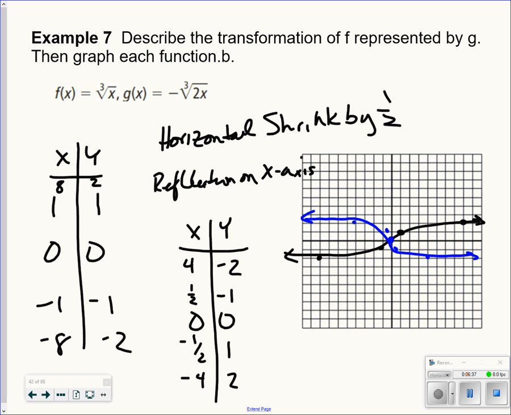Now, horizontal shrink by a half means everything gets closer to the y-axis by half. Okay, so notice, to get 2, this was at 8. And so now it's halfway, it's closer. The x value, everything has gotten closer to the y-axis by a half. So a half would get you 1. Or 1, 1, then we got a half. But it's also a reflection on the x-axis, so everything got flipped over the x-axis. So it's half closer to the y-axis, and it's been flipped over the x-axis.